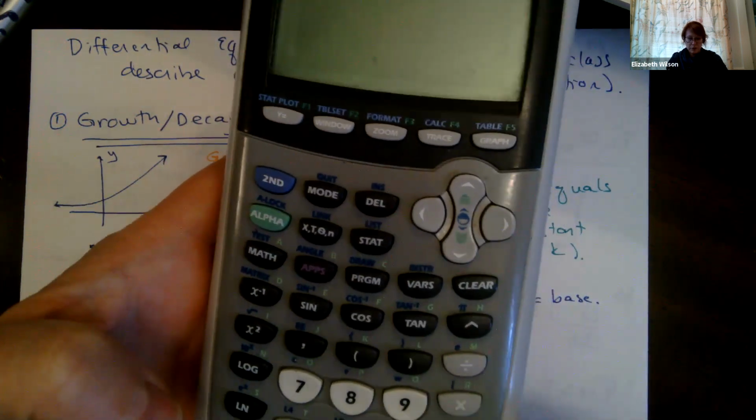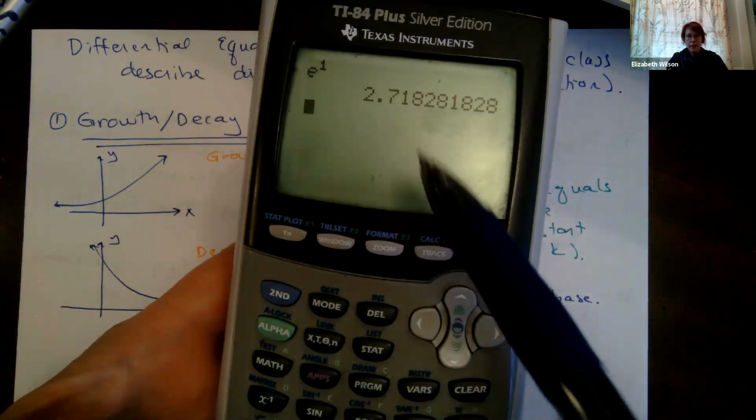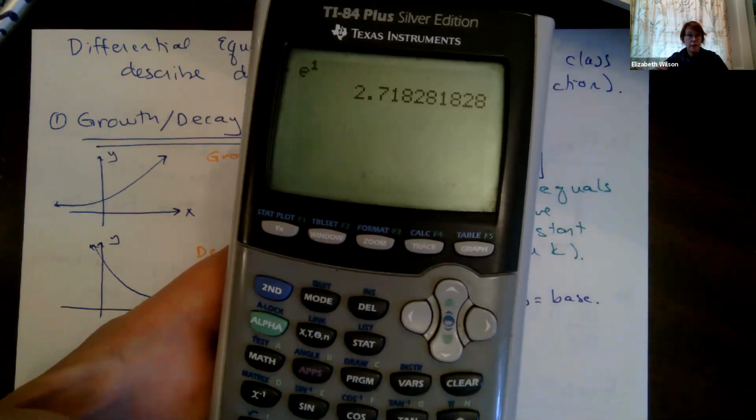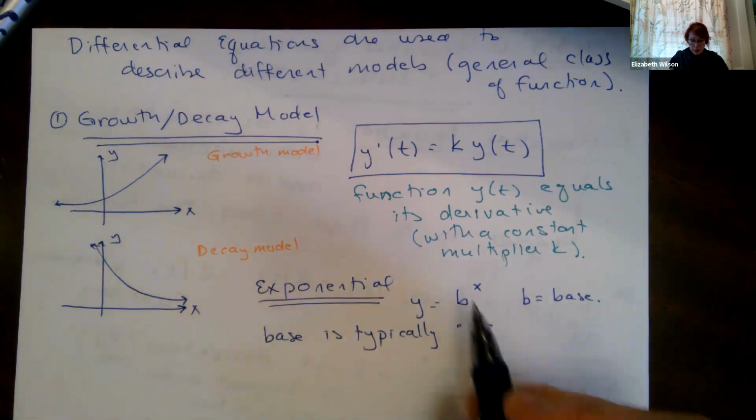So if I just do e, it's like 2.718. It goes, and this is just my calculator's rounding, it goes on and on forever. Like pi goes on and on forever. So this is e. E stands for Euler, by the way. He's the one who came up with it, who discovered it. Okay, so it's typically e.